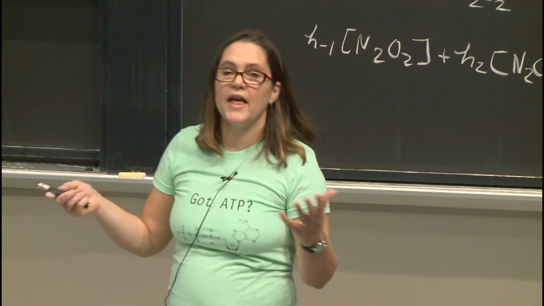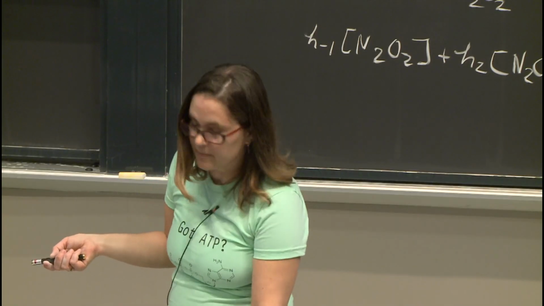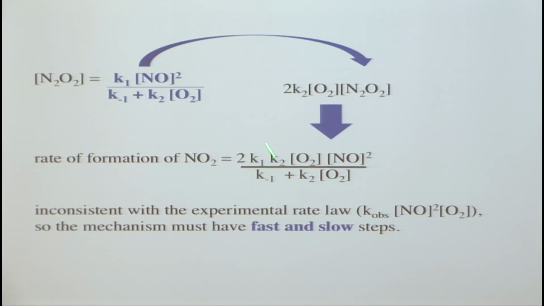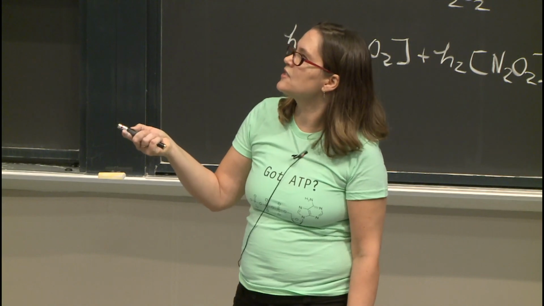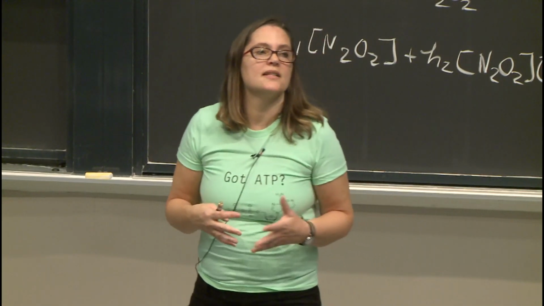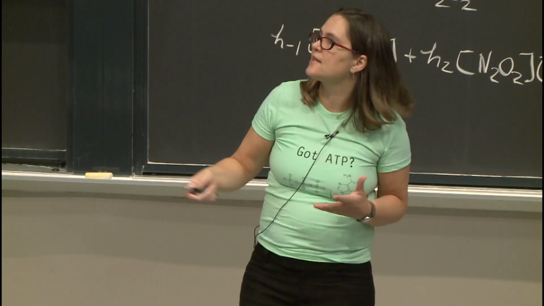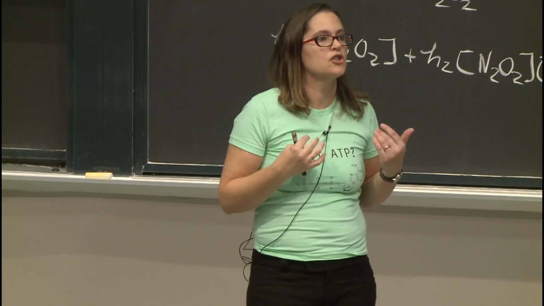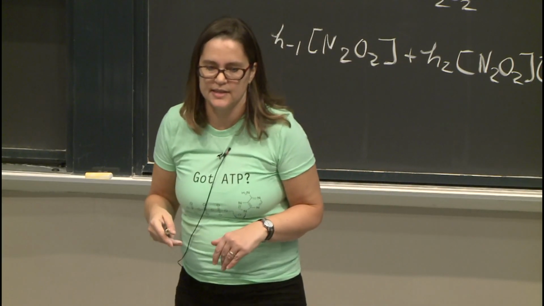So that might be the complete answer to some problems, but here we were given an experimental rate law, which was second order in NO and first order in O2. That does not match this. This term has an O2 at the bottom. This one doesn't have an O2 at the bottom. These are not the same. So that must mean that the mechanism has fast and slow steps, and that we need to reconsider this expression in terms of fast and slow steps.